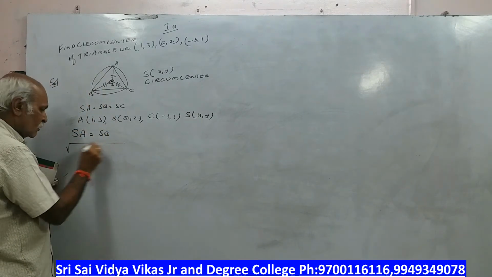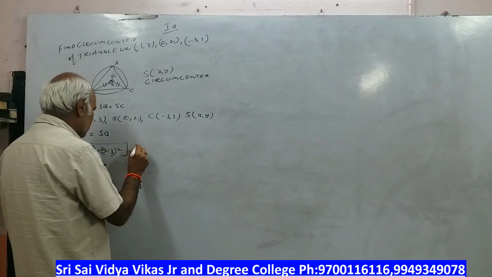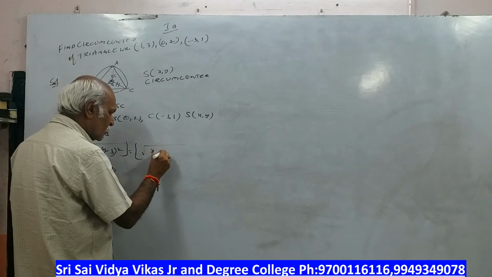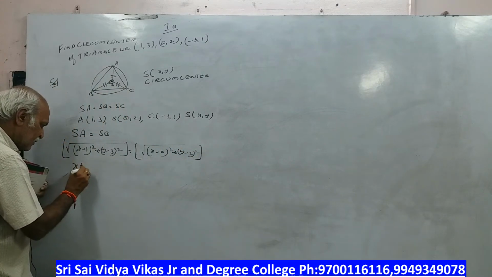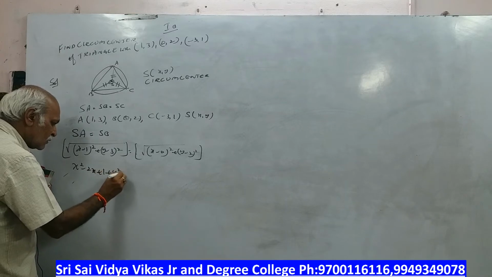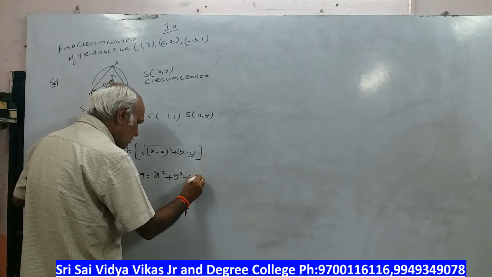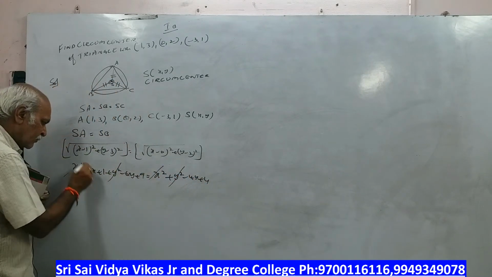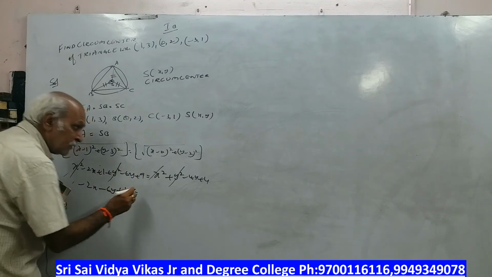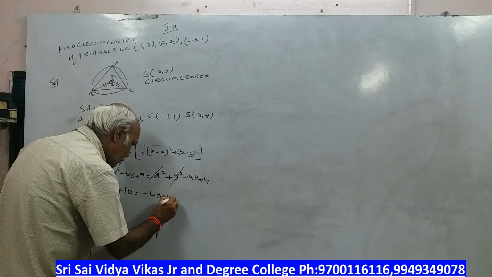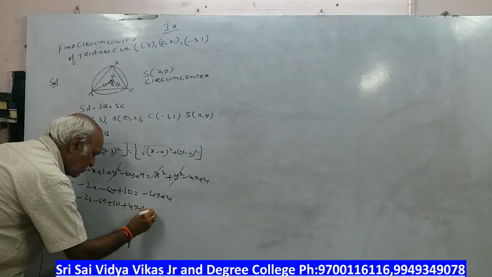So root of (x minus 1) whole square plus (y minus 3) whole square is equal to root of (x minus 0) whole square plus (y minus 2) whole square. Square roots will get cancelled. Again x square plus y square minus 2x minus 6y plus 1 plus 9, 10, is equal to minus 4y plus 4. Bring the terms this side, plus 4y minus 4 is equal to 0.